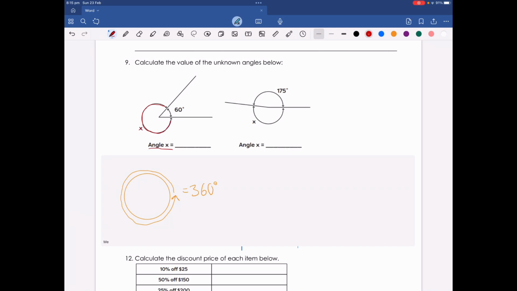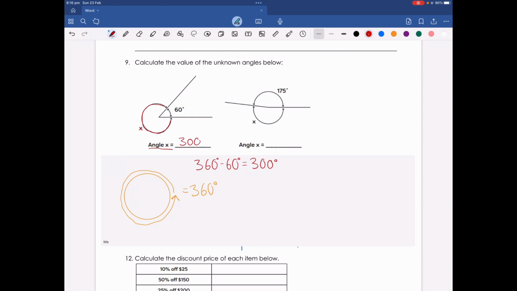Alright, so what is this angle? Well, we know that our full rotation, as seen here, is 360. So it seems like it's 60 less than that. So that would be 360 less 60, right? Degrees. And that will give us 300 degrees. So that's the answer to our first one.